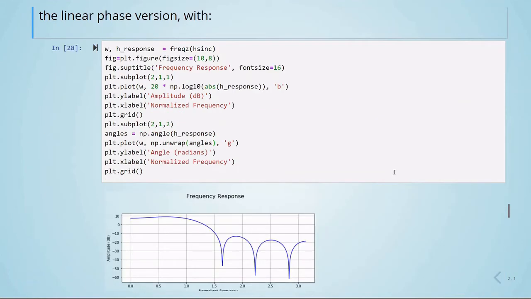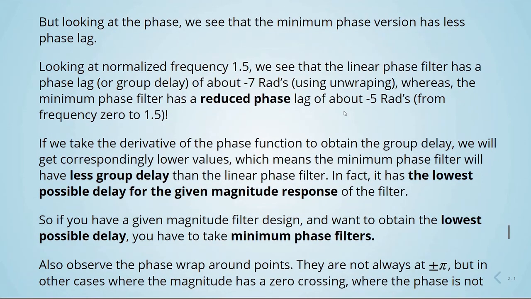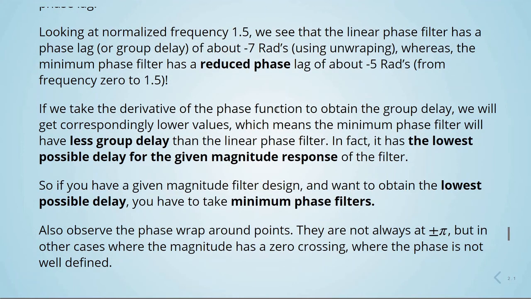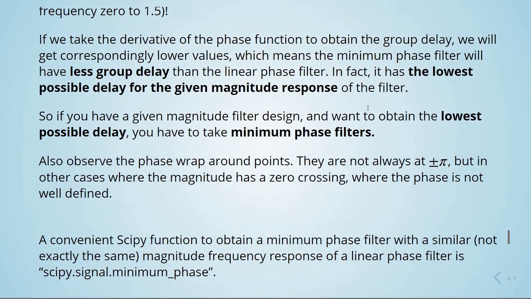If we take the derivative of the phase function to obtain the group delay, we will get correspondingly lower values, which means that the minimum phase filter will have less group delay than the linear phase filter. In fact, it has the lowest possible delay for the given magnitude response of the filter. So if you have a given magnitude filter design and you want to obtain the lowest possible delay, you have to take minimum phase filters.